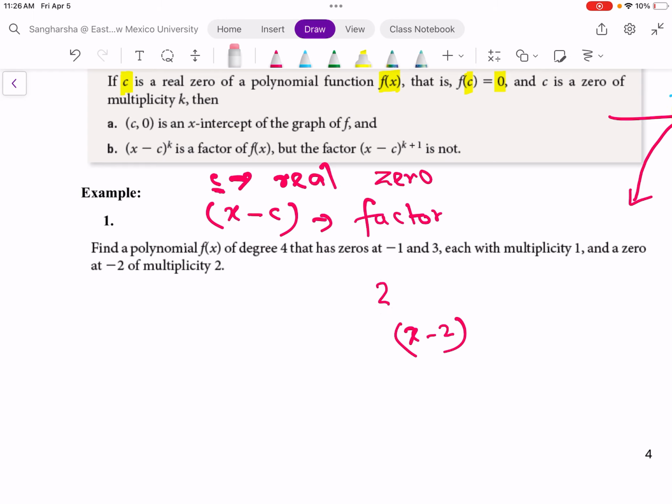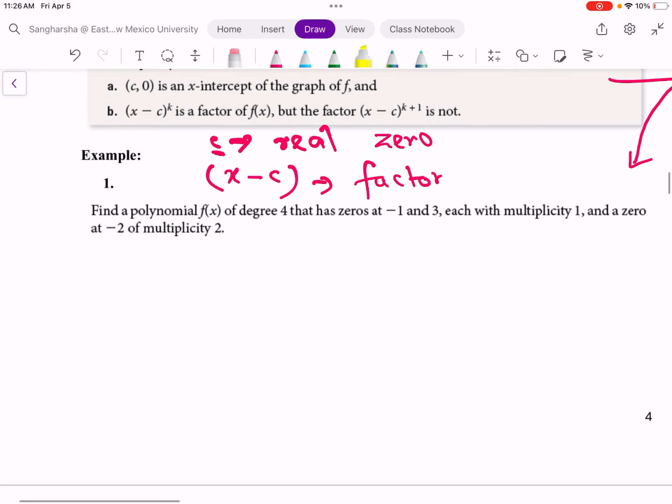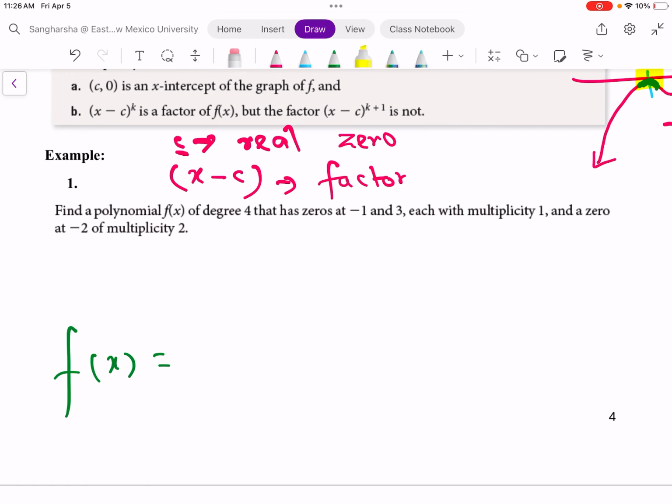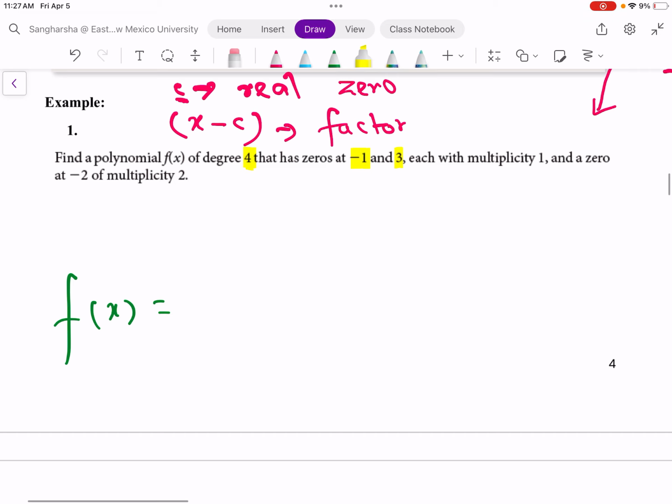So find a polynomial function f of x. We need to find a polynomial function f of x. We don't know the function here. That's what we need to find. Of degree 4. We know this function has a degree 4. It has zeros at negative 1 and positive 3. So we are trying to find a function whose zeros are negative 1 and positive 3.